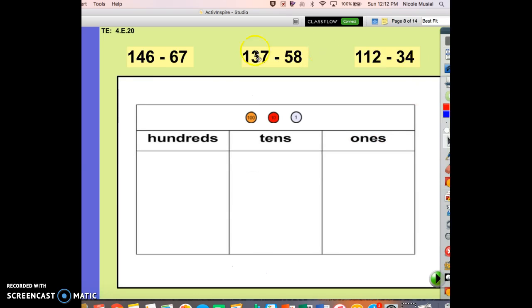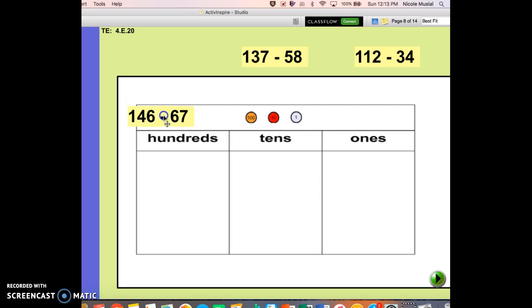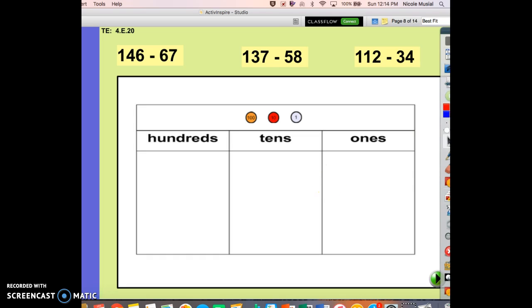So your job is to try these next 3 on your own. And we're going to come back and we're going to see how you did. Okay, what did you notice about 146 minus 67? What was the answer? 79. And 137 minus 58 was 79. 112 minus 34, that was 78. They were very similar in their answers.